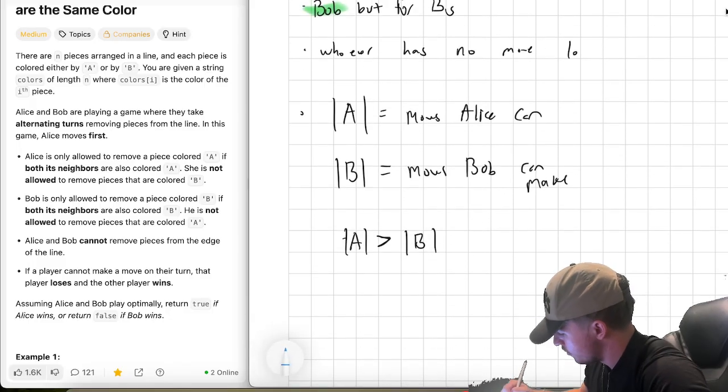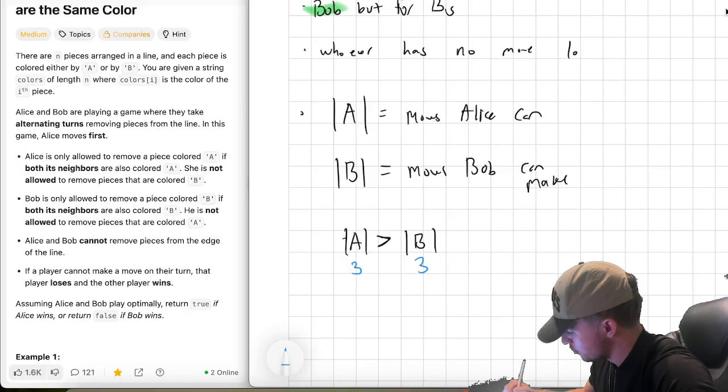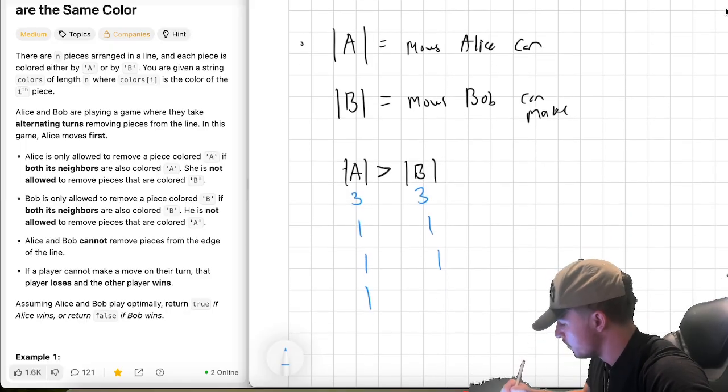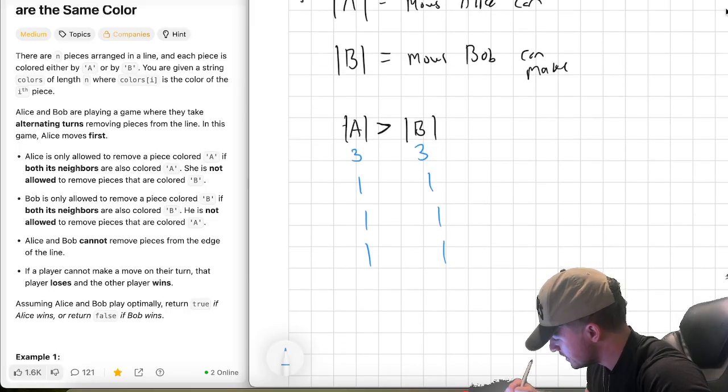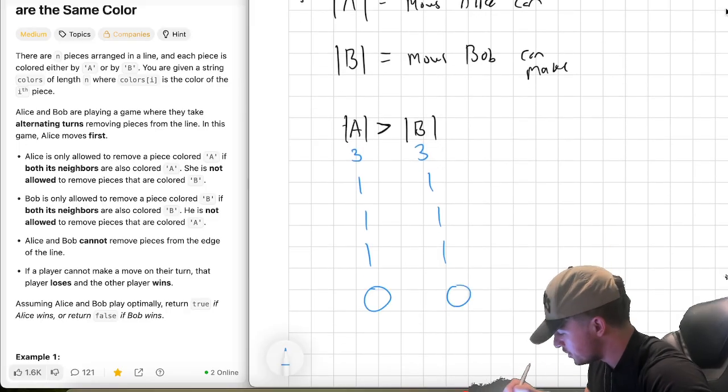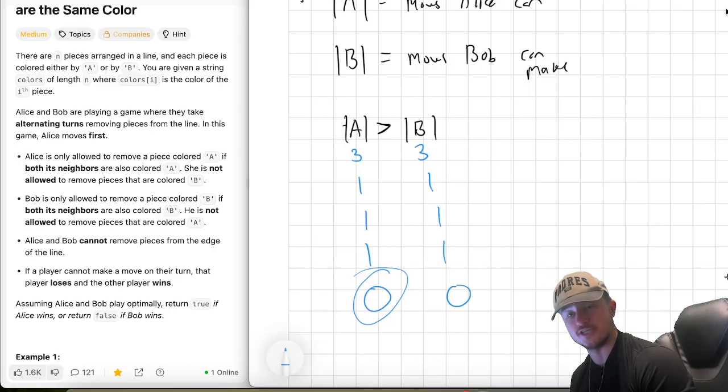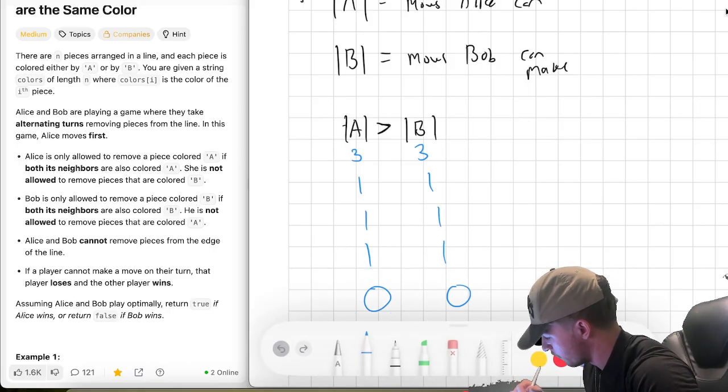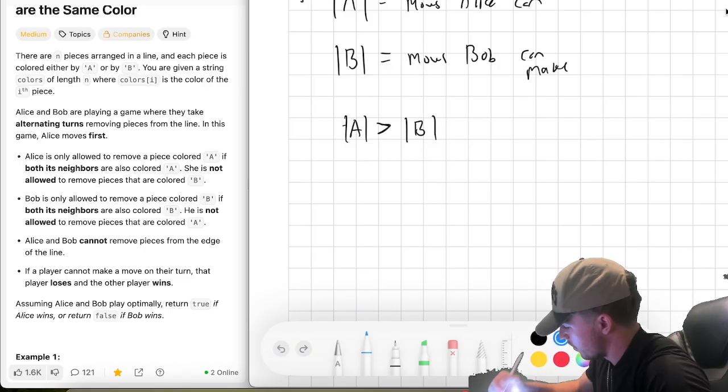if she has 3 moves and he has 3 moves, well, she'll do a move, then he'll do a move, then she'll do a move, and he'll do a move, and she'll do a move, and he'll do a move, and then she has 0, and there's 0 and 0, but she's the first one to encounter 0. Right? So in order for Alice to win, she has to have strictly greater than Bob. If she has less than Bob, well, then of course she's going to lose, right? I mean, I don't know if I really need to explain that, right?